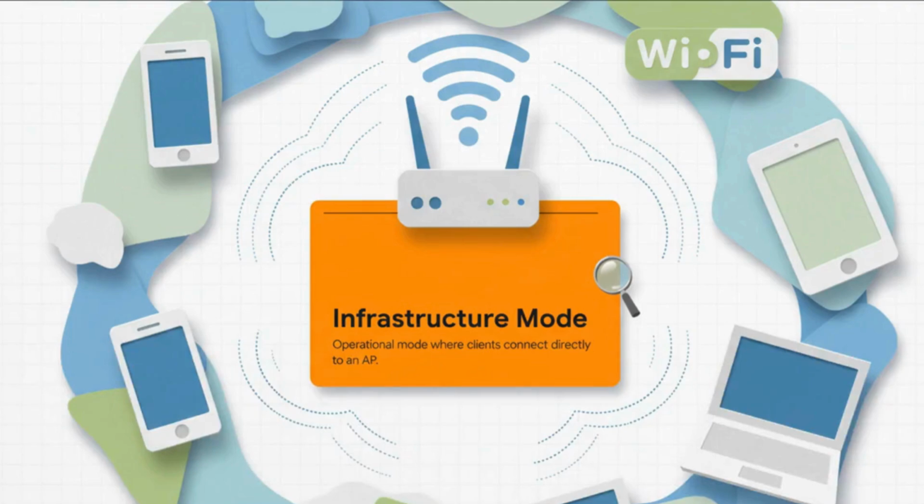Now, to clarify how we actually interact with these devices on a daily basis, we have something called infrastructure mode. Simply put, this is the standard operational mode where clients, like your smartphones, your laptops, your smart TVs, connect directly to an access point. It's literally the backbone of almost all of our day-to-day home and office networks.